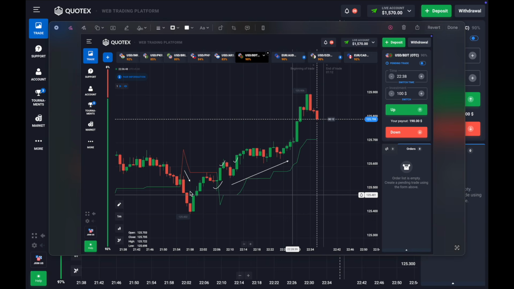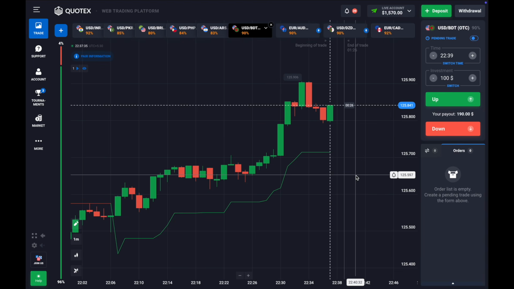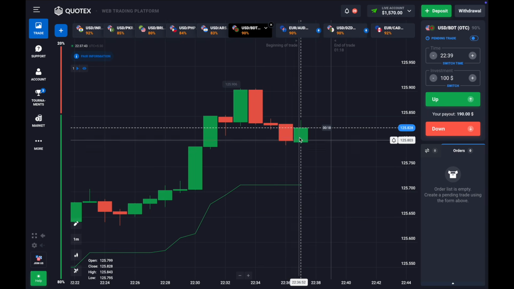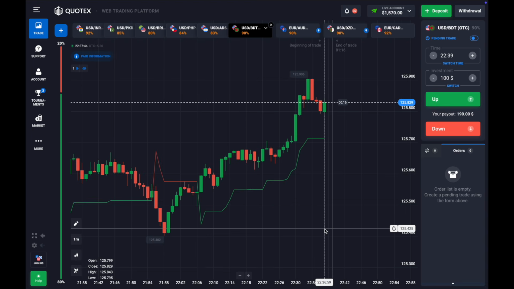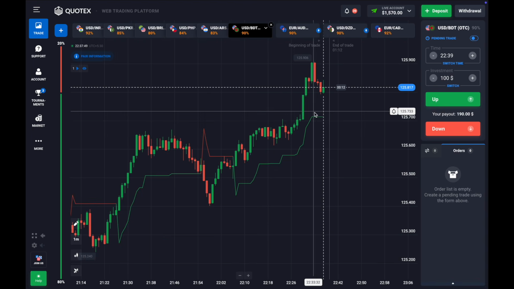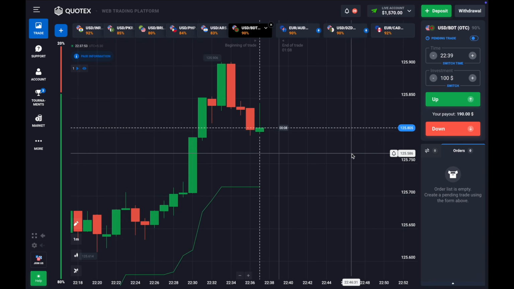Here we are not looking at any major or minor trend, we are not looking at any support or resistance. So whenever there's a reversal or any sort of weakness with a red candle and reversal, we are taking a call option trade whenever the green candles are above our green line. I'll show you some live trading examples.